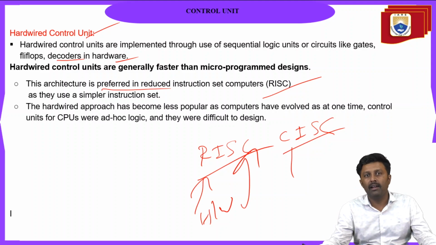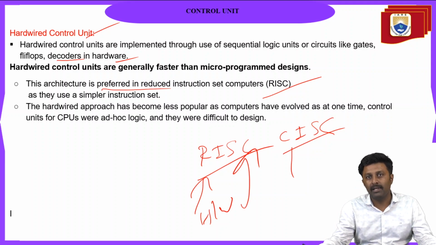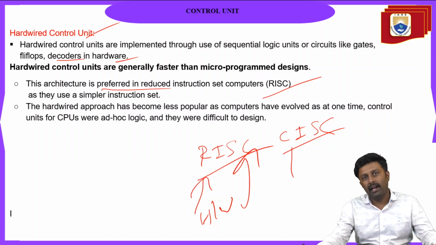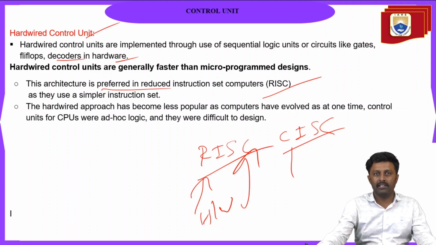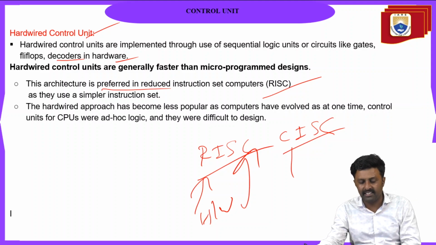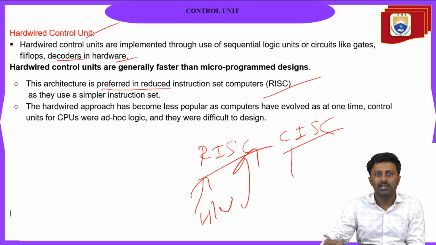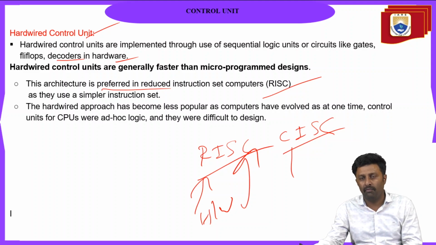The hardwired approach has become less popular as compared to when it evolved at one time. The control units of the CPU were ad hoc logic and they were difficult to design. Since the hardwired control consists of a lot of hardware like flip-flops and decoders, it is not that popular.